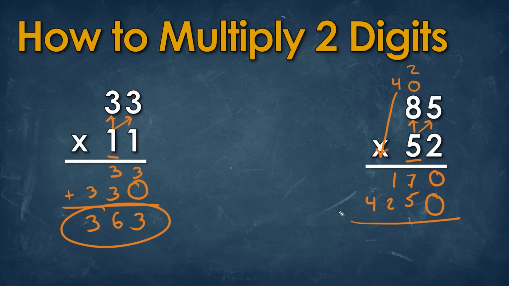So now when we add this all together, we're going to get 0. 8 plus 5 is 13. Then 1 plus 1 is 2, plus 2, that's 4, and then another 4. So the answer is 4420.